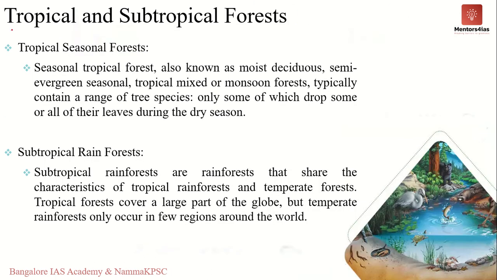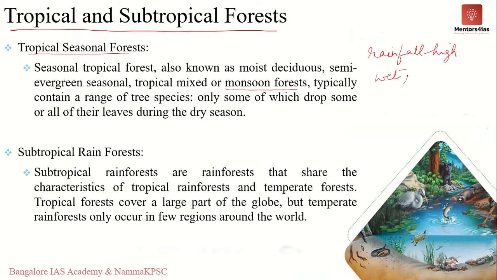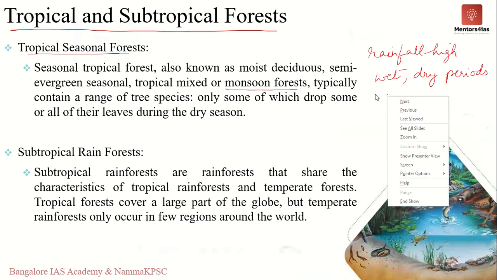Okay. Next, we move on to tropical seasonal forests. Now, tropical seasonal forests are also known as monsoon forests, which occur in regions where the total annual rainfall is very high but segregated into pronounced wet and dry periods. This kind of forest is found in Southeast Asia, Central and South America, Northern Australia, Western Africa, as well as in some parts of India. Now, this is not very important, but you can just make a note of it.